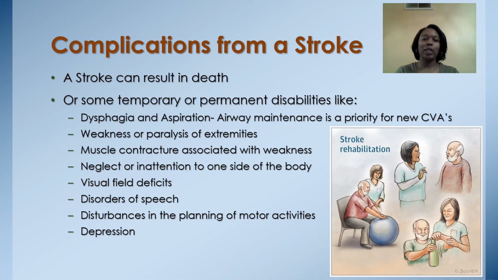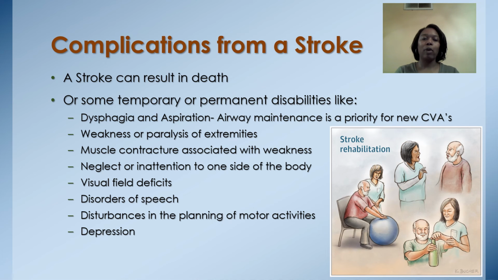Complications related to a CVA. So the most drastic complication is a stroke can result in death. And for almost 50% of the CVAs that occur, they do result in death. Temporary or permanent disabilities include dysphagia and aspiration, which we discussed what they were. It is important to maintain their airway.